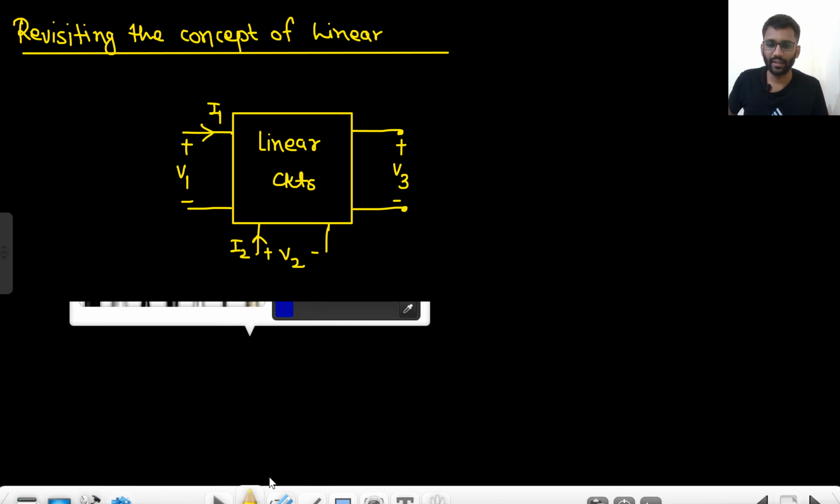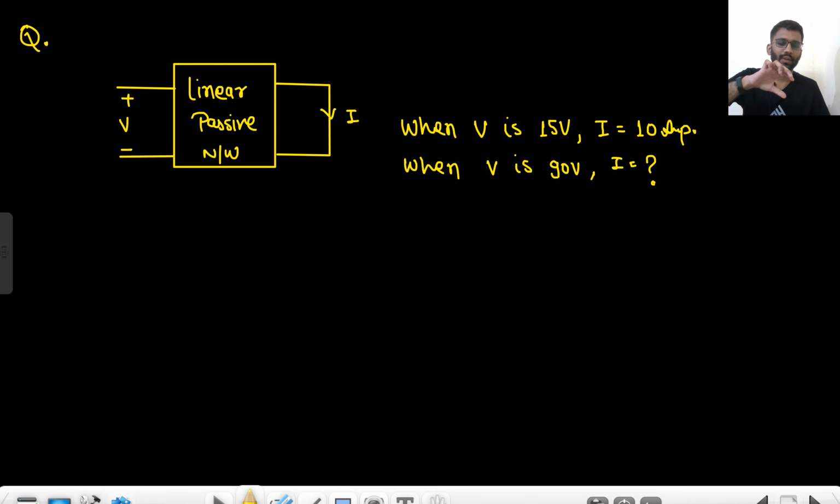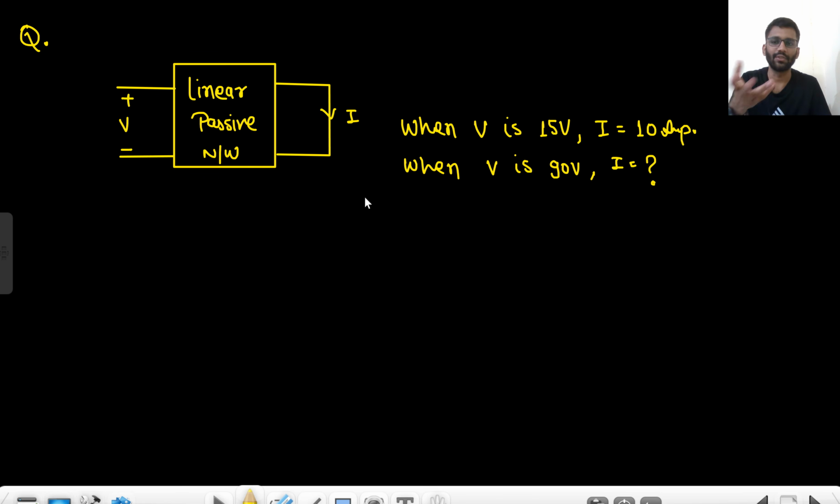Now we are revisiting the concept of linear circuit once again. This concept will be used to solve further problems. So I can tell you one thing, that in a linear circuit all the parameters are linearly dependent. Like V3 will be linearly dependent on V1 and V2. I1 will be linearly dependent on V1, I2, V2, V3. So all the parameters are linearly dependent. That's the only concept. Okay. So based on this concept, we will be solving these questions.